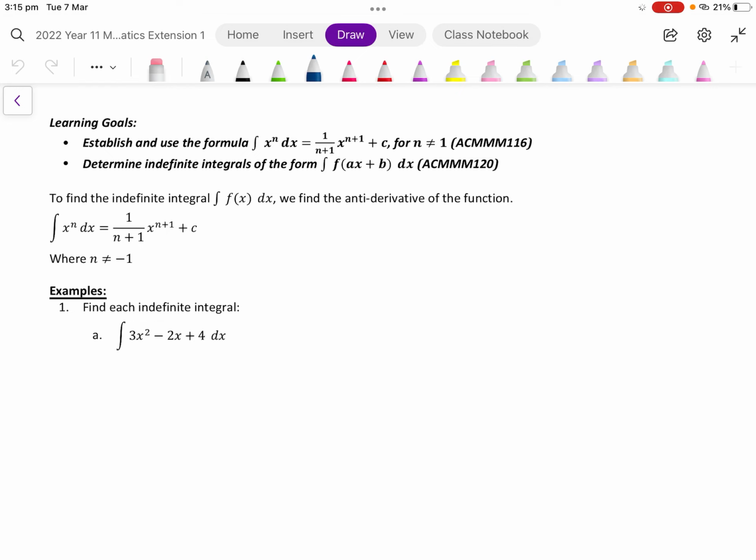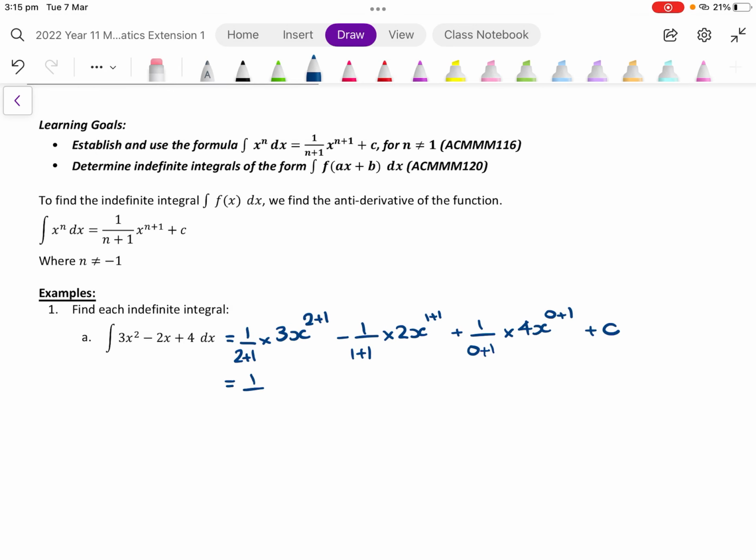So for the integral of 3x squared minus 2x plus 4 dx, we're just finding the antiderivative. So we'll have 1 over n, which is 2 plus 1, times 3x to the power of 2 plus 1, minus 1 over 1 plus 1 times 2x to the power of 1 plus 1, plus 1 over 0 plus 1 times 4x to the power of 0 plus 1, plus c. Now do not forget that plus c.